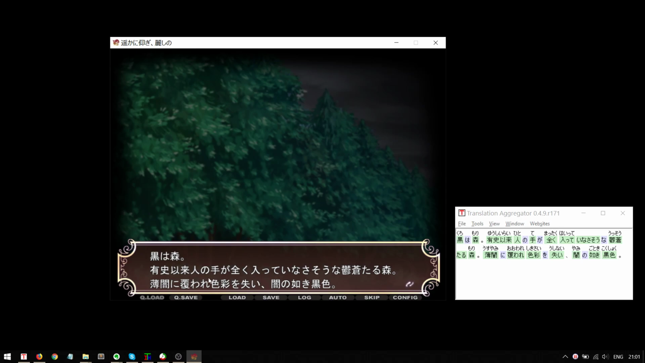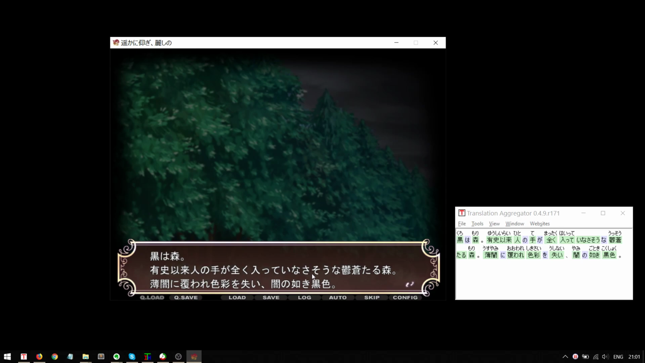Hito no te is usually used in the negative. Hito no te ga mattaku haite nai. Hito no te ga haite nai. That means no one has been taking care of it, like no one has touched this forest, and it has just grown unfettered.